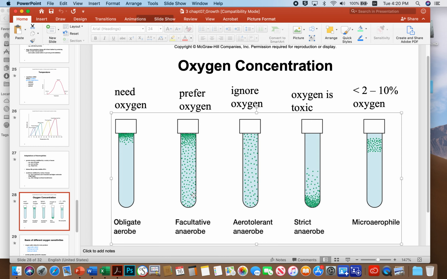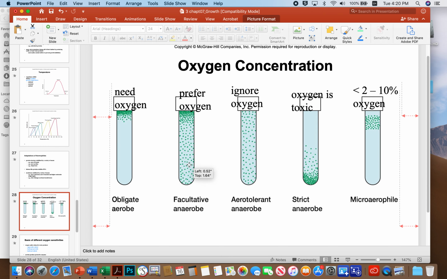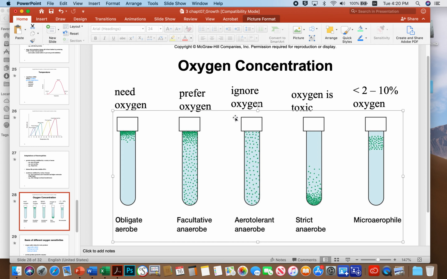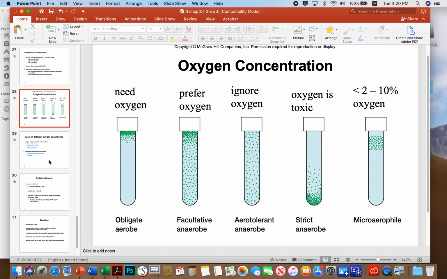But again, these guys have the ability to shift metabolism. The aerotolerant anaerobes simply ignore oxygen, and they grow all throughout the medium, whereas the strict anaerobes only want to grow down at the bottom where there's no oxygen. And then, of course, the microaerophiles, the small air-loving microbes, will grow just below the surface where the oxygen content is a little less than ambient.